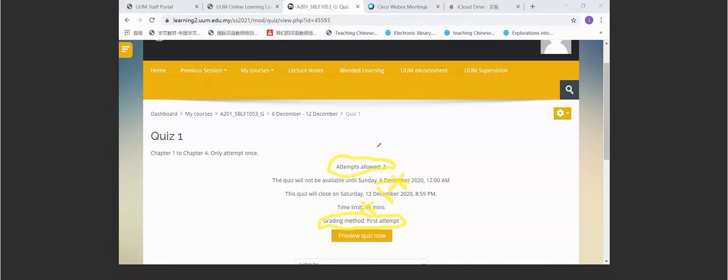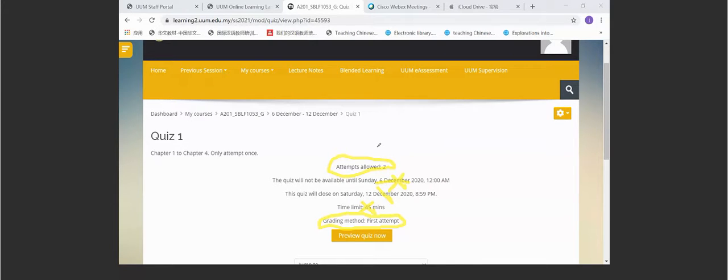Find a time, make sure you double confirm your internet is okay. Don't do your quiz on very heavy raining days, because this requires you to have a very good internet connection. So please make sure you settle your quiz 1 when you confirm your internet is okay.